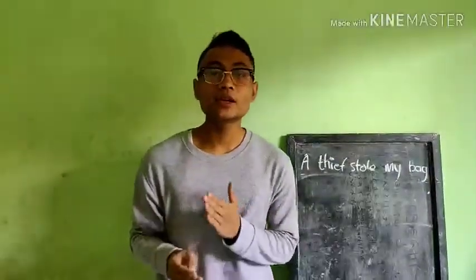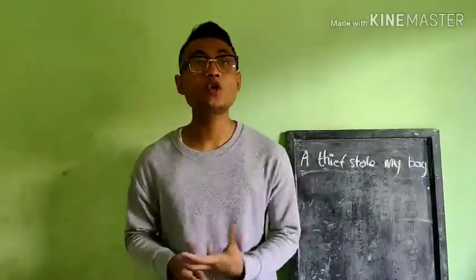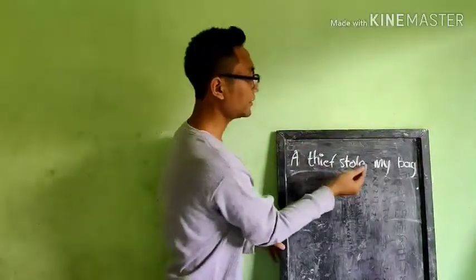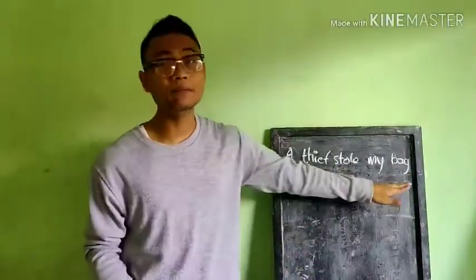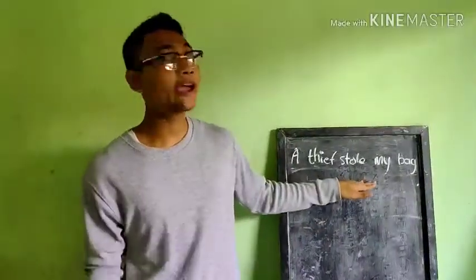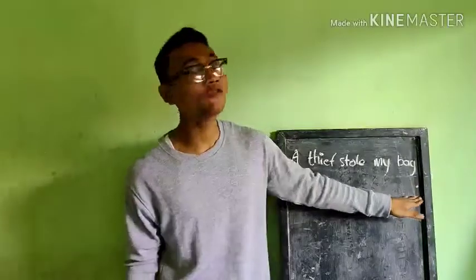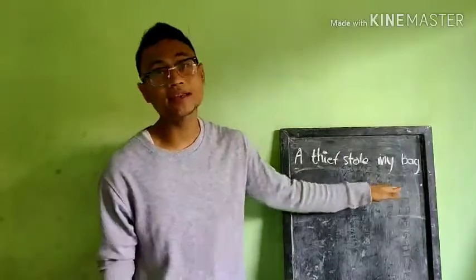To understand the passive voice, I should first explain the active voice, but you already know it. English uses a lot of sentences in active voice. An example could be, a thief stole my bag. Here, we use the simple past tense, a thief stole, and we have my bag as the object of this sentence. Everything is clear. Everything is known in this sentence.